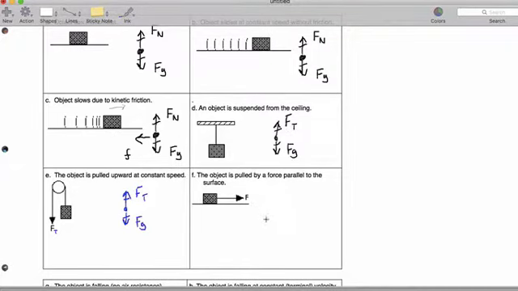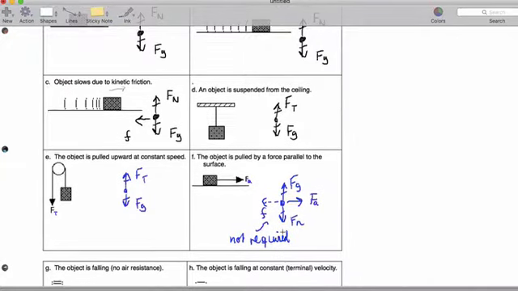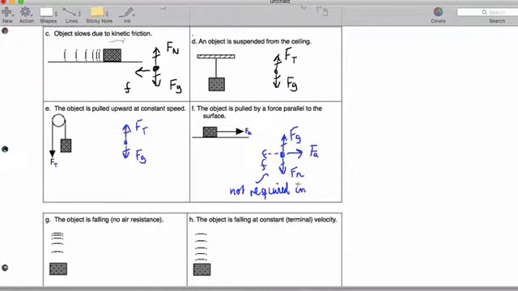Now here, the object is pulled by a force parallel to the surface. It turns out there's a couple possibilities. So some people had Fg and Fn, which is what every free body diagram here should have. And you should also have an F drawn here. A lot of students wanted this to be the applied force, so they'll put a little A there. Now, I'm going to draw a dotted line for friction just to indicate it's not required for a correct answer. So I'll say not required in this case.